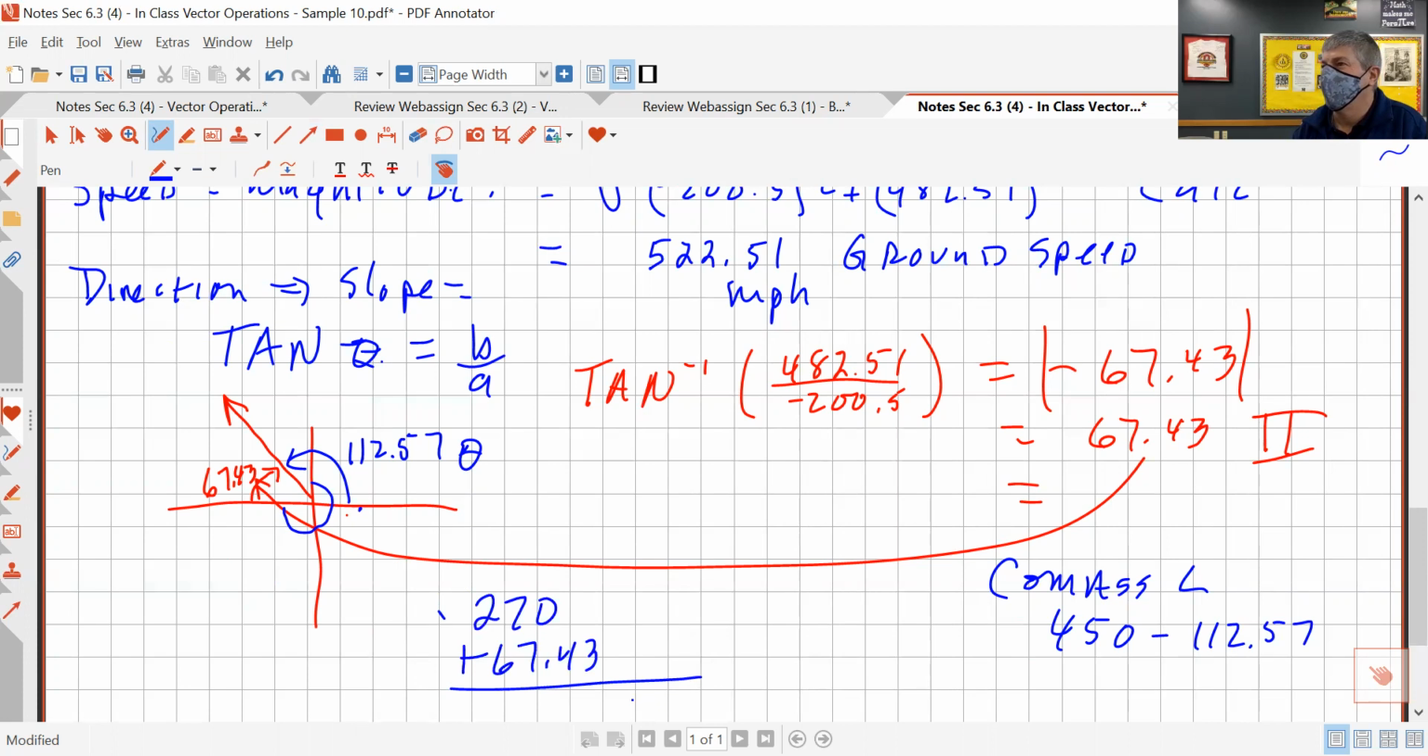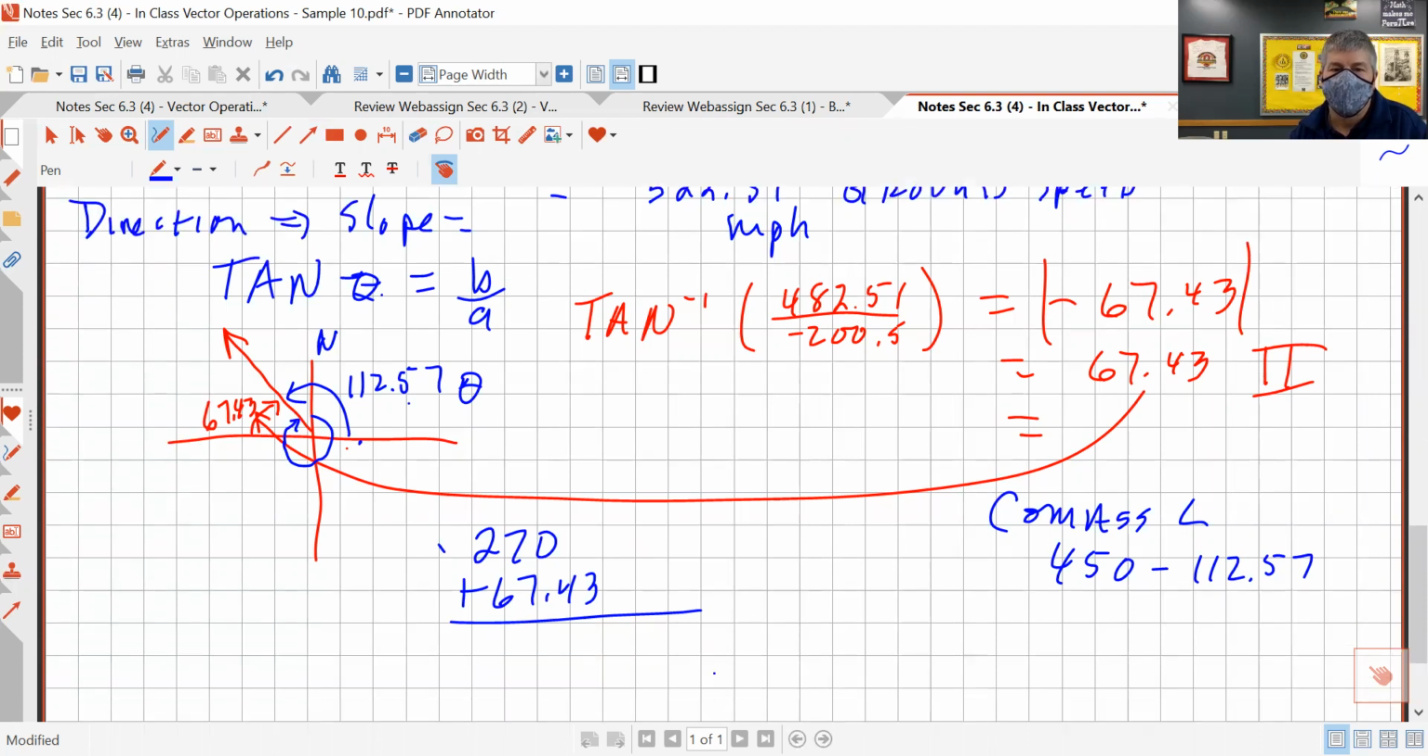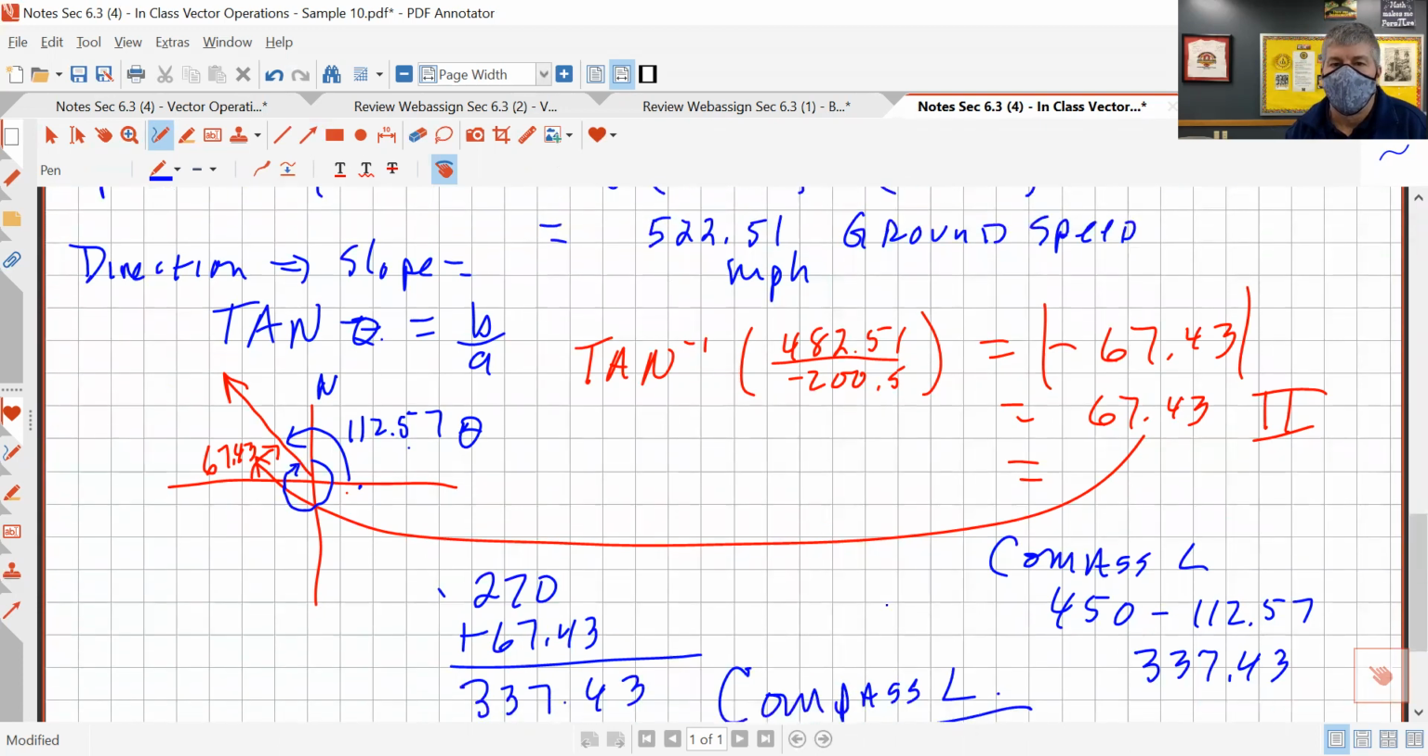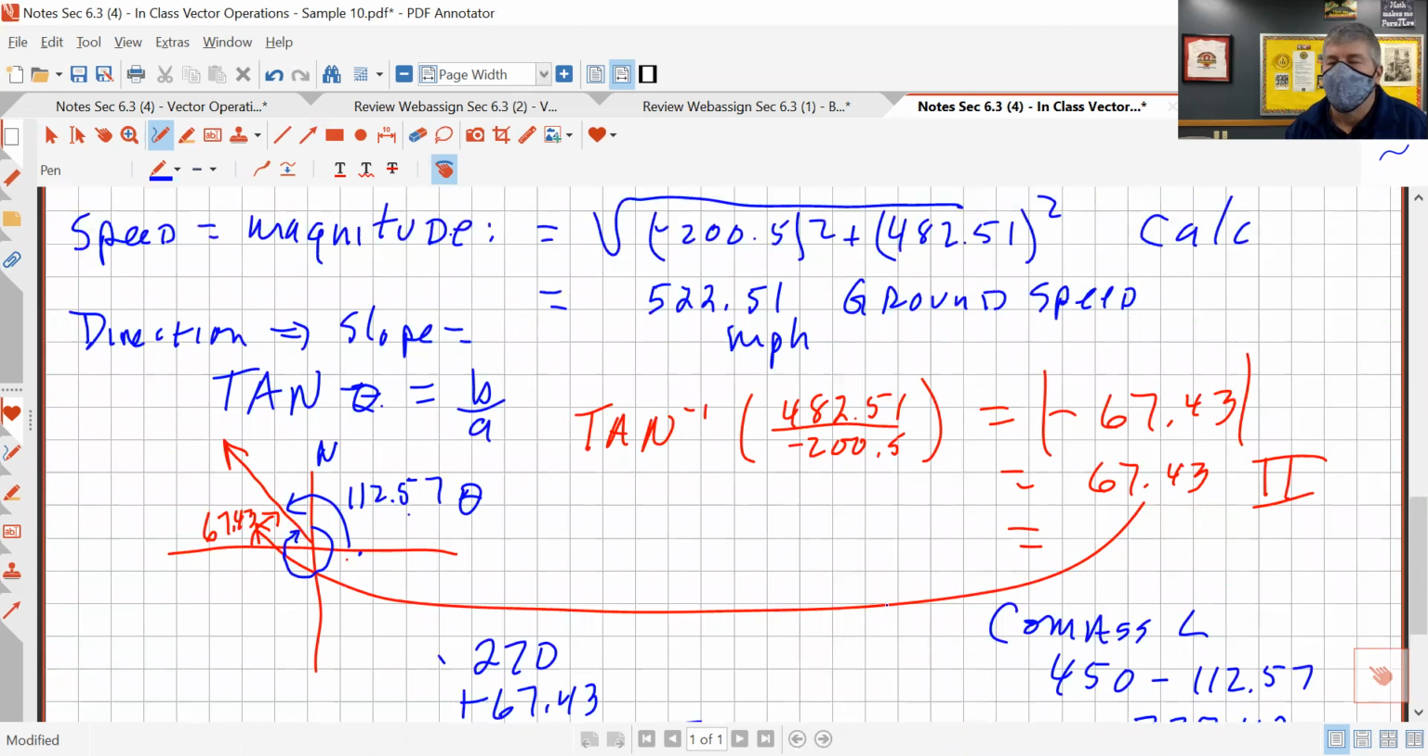Does that make any sense? I would just start here at north and figure it out. But I think we get the same answer, don't we? Is that 337.43? This is the compass angle. I don't think that WebAssign asked for that, or your book does. I think that's a Mr. Rice thing. Clear as mud?